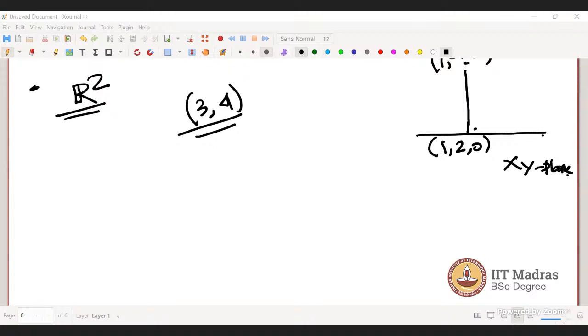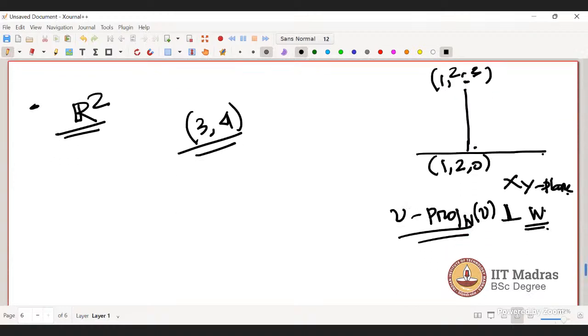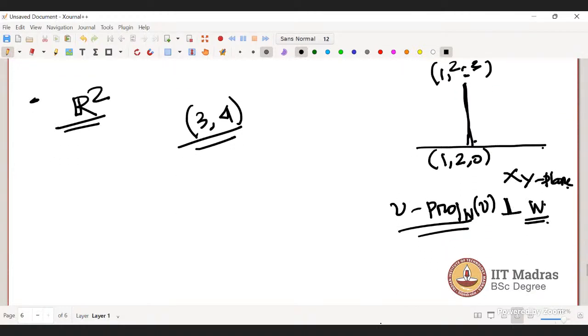No, what do you mean by perpendicular projection? That is a different thing. I was just saying that if you take this vector and take the difference between it and its projection, then this is perpendicular to W. What it is actually saying is that this vector is perpendicular to this space W.